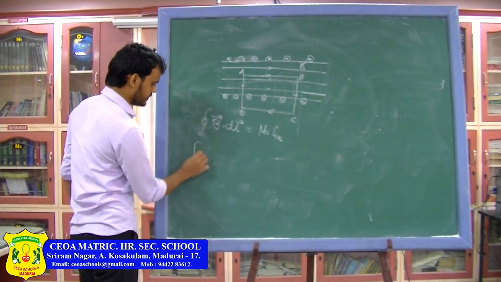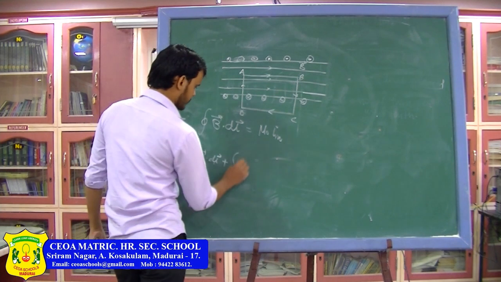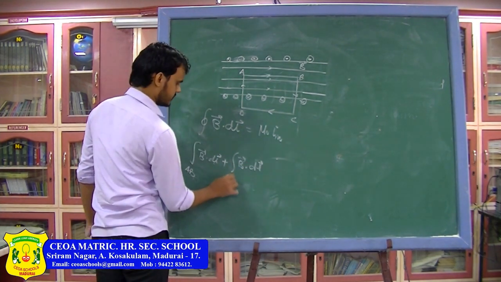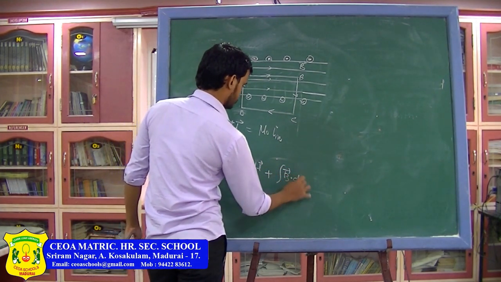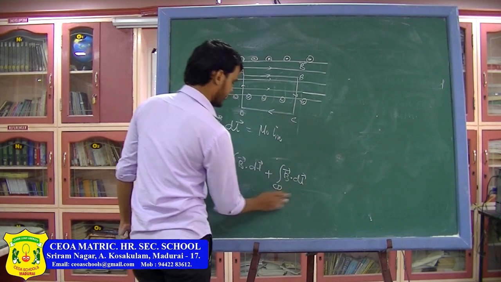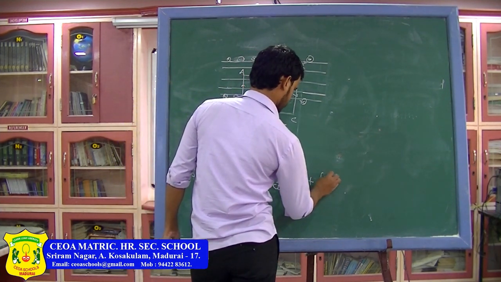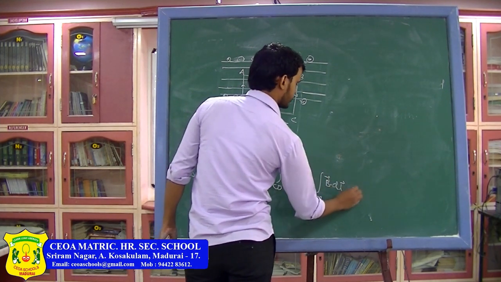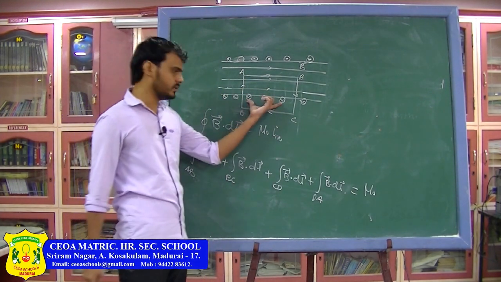So I can write this total integration as integration over AB of B dot dl, plus integration over BC of B dot dl, plus integration over CD, plus DE. This will be equal to mu naught into I in. Now I have to find the total current inside this one.